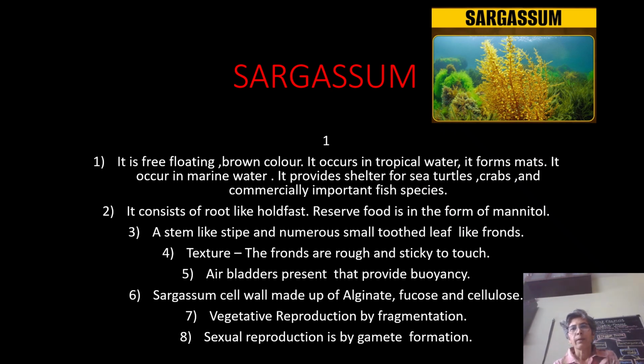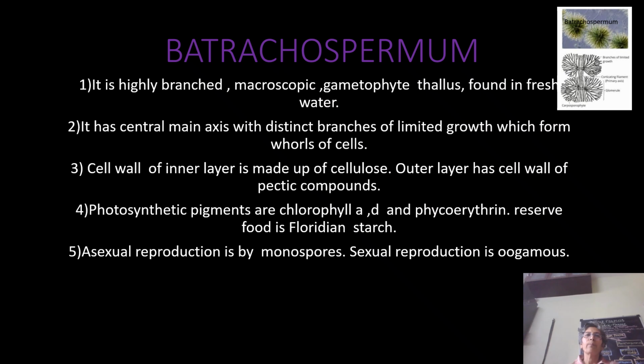Okay, next slide is of Batrachospermum. Students, it is highly branched, microscopic, हे आपल्याला डोळ्याला दिसू शकतं. मायक्रोस्कोपिक आहे. Gametophyte thallus found in fresh water. It has a central main axis and distinct branches of limited growth which form whorls of cells. Cell wall has an inner layer and outer layer. Inner layer is of cellulose and outer layer is of pectic compounds.